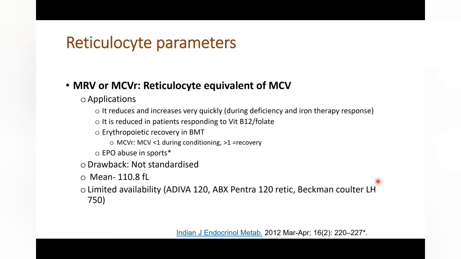So it reduces and increases very quickly in response to iron deficiency or B12 and folic acid deficiency, or even during erythropoietic recovery in bone marrow transplantation, even EPO abuse in sports. It's a very good parameter. And the drawback is it's still not standardized. Although its mean has been reported as 110.8, it has limited availability in few Coulters only.